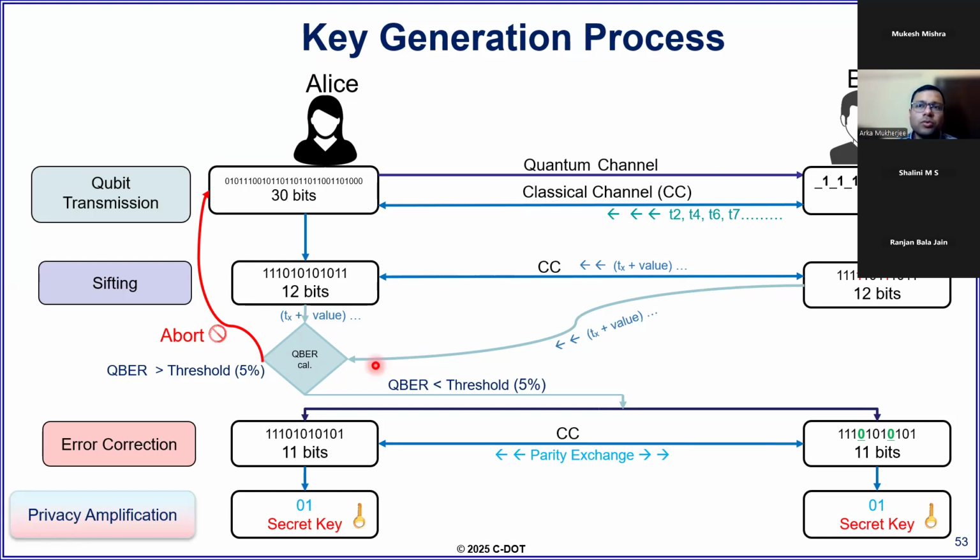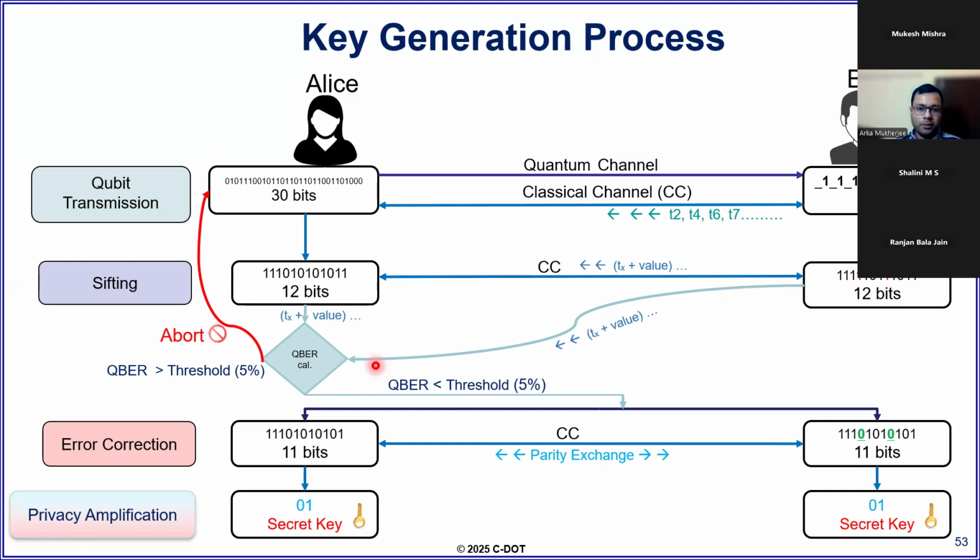So suppose you have 1 MB of memory, so 1 MB of keys will be stored at all times. If there is a request, then 256 bits will be supplied. Second thing, all these processes, that is shifting, error correction, privacy amplification, all are taking place on the classical channel, right?